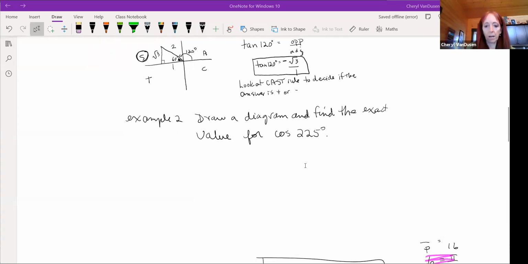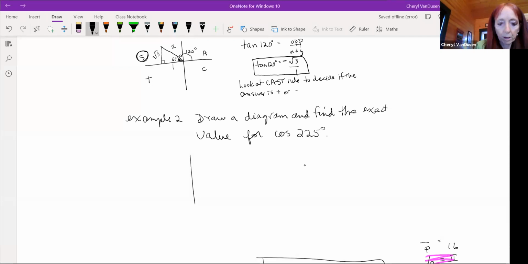So let's have a look at how cos 225 rolls out here. So we draw a diagram. Again, we just get it in the right quadrant. So if we need a little reminder, this is 0, 90, 180, 270, and then all the way around to 360. So it's in this bottom quadrant over here somewhere. So our 225 goes like that.